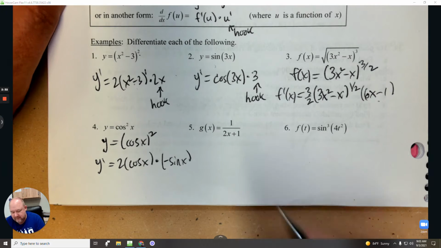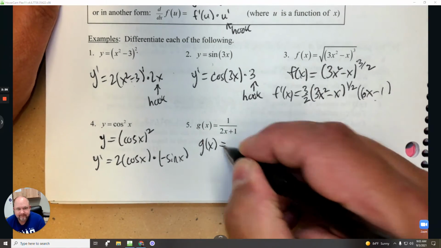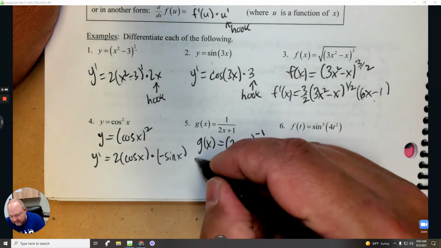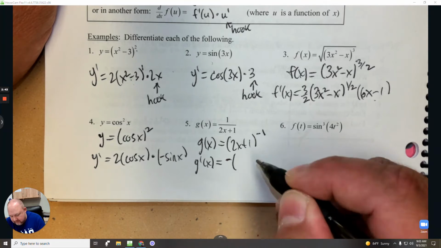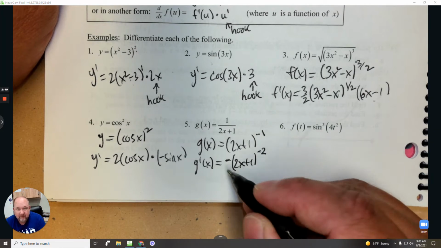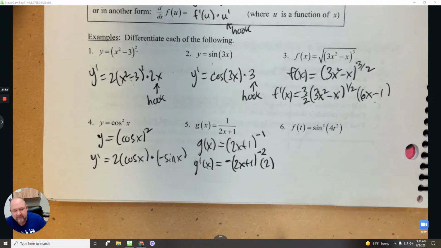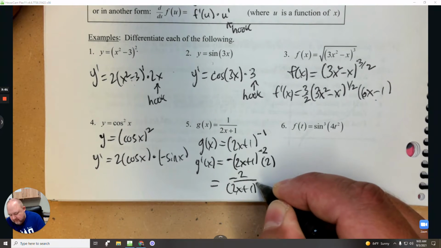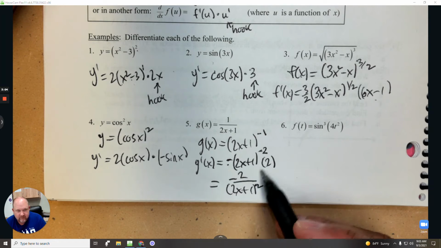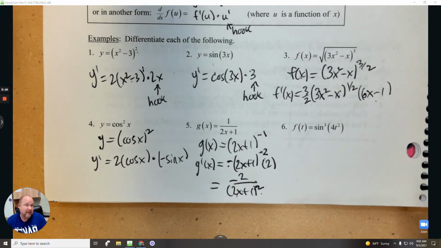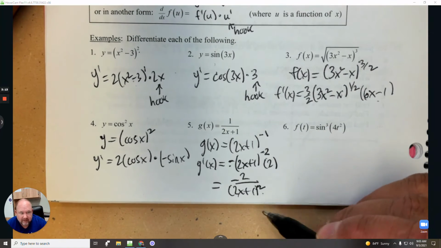Number 5, I need to write it calculus friendly. So that's going to be 2x plus 1 to the exponent negative 1. Then I'm going to take the derivative, that's negative 2x plus 1 to the negative 2, and then the derivative of what's inside the parentheses, that's 2, that's called the hook. Now, it's important to know you could also write it this way. They're equivalent. Could you do that? Negative 2, and then the negative exponent in the denominator. Could you rewrite it properly if you had to, like multiple choice? If this was one of the solutions, could you match it up?